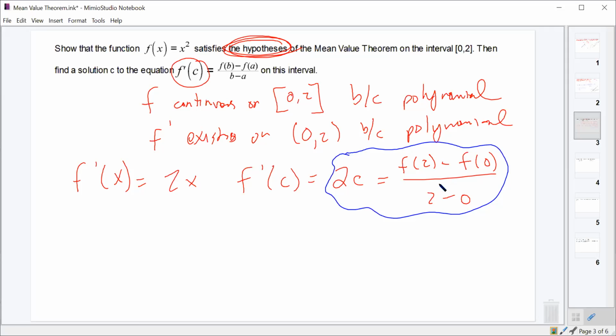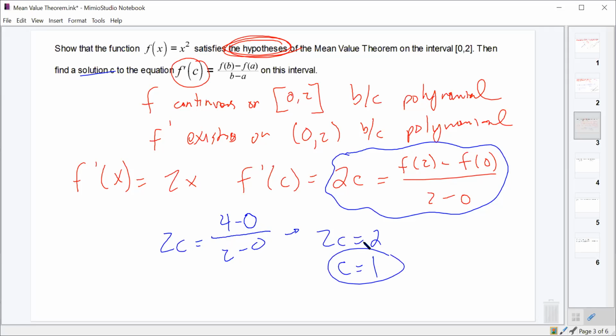So now we just have to solve for c, because that's what we want to do, find the solution for c. So we still got 2c is equal to, well, what's f of 2? That ought to be 4, and f of 0 ought to be 0, and then 2 minus 0, that gives us 2c equals 2, or c equals 1. So what this is telling us is that the average rate of change from 0 to 2 is the same as the instantaneous rate of change of this function at 1.